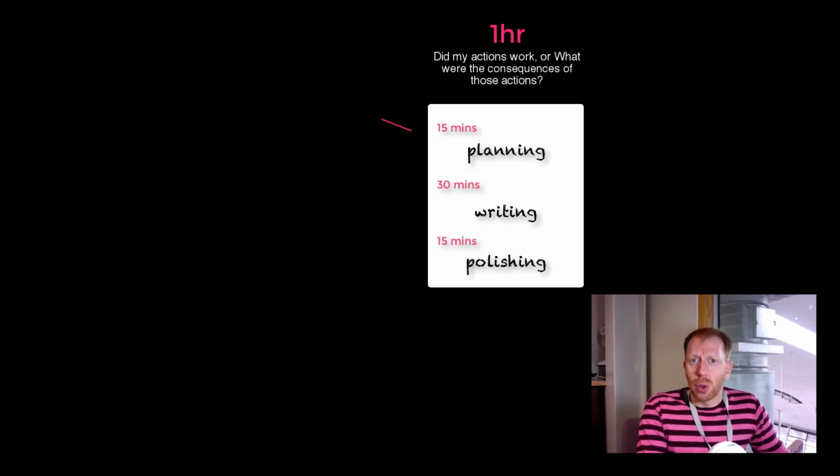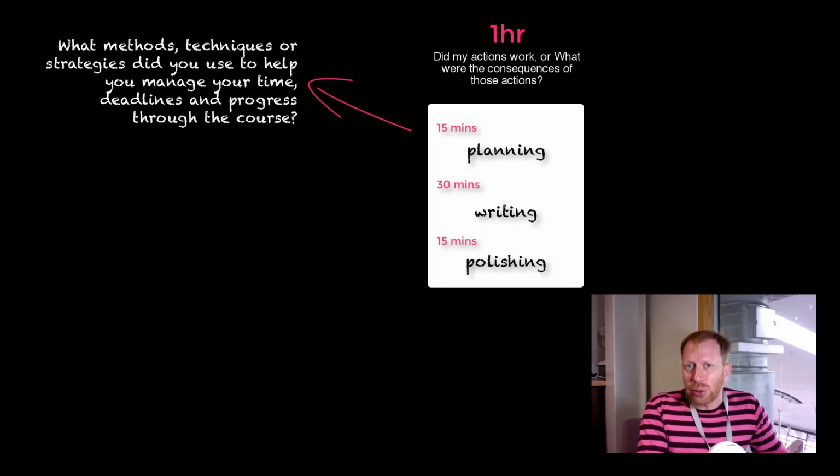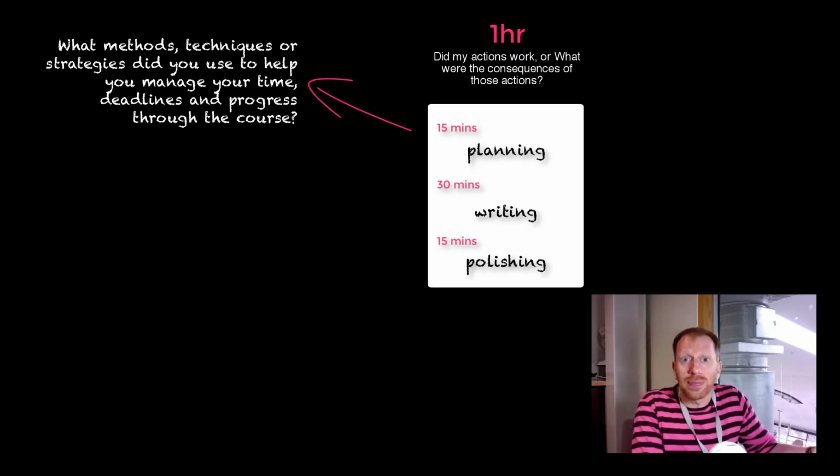Part 3. What methods, techniques or strategies did you use to help manage your time, your deadlines and progress through the course? What worked? What didn't work? What would you do differently if you had to do it again?